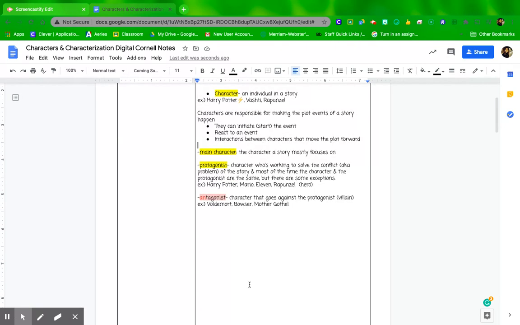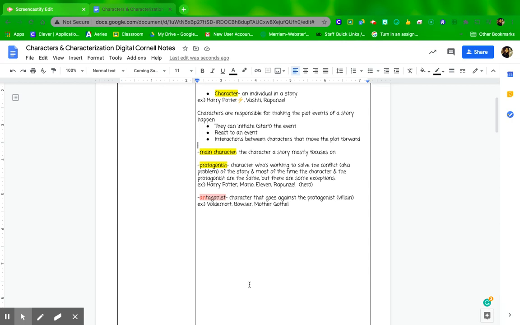There are three terms for different types of characters that I want to familiarize you with. The first is main character. The main character is the character a story mostly focuses on. Then we have protagonist. The protagonist is the character who's working to solve the conflict or the problem of the story. And most of the time, the main character and the protagonist are the same, but there are some exceptions.